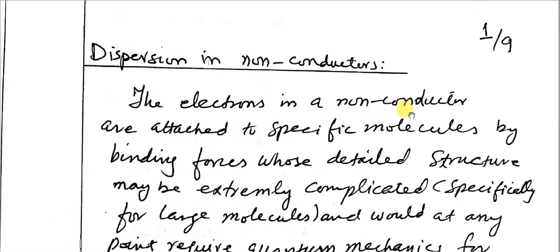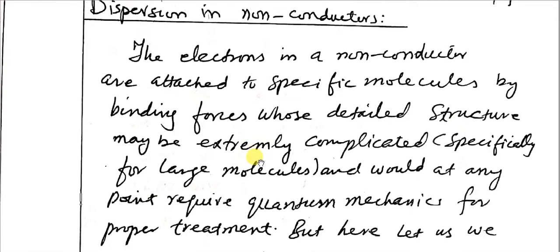The electrons in a non-conductor are attached to specific molecules by binding forces whose detailed structure may be extremely complicated, especially for large molecules, and would at any point require quantum mechanics for the proper treatment.